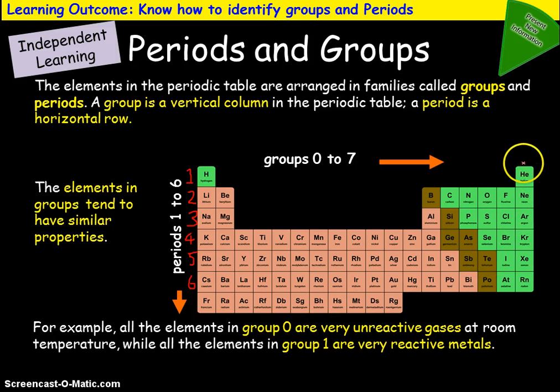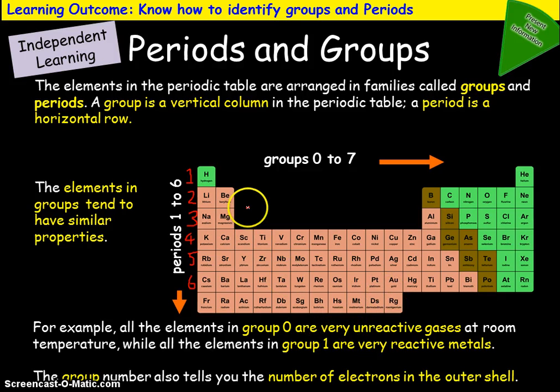For example, group 0, the elements here are called the noble gases, and they are all the same in the fact that they don't react with anything. The other thing that's important, which I'm going to mention but explain more later, is the group number along the top tells you how many electrons are in the outer shell. So the group number tells you how many electrons are in the outer shell. The period tells you how many shells there are, which we'll come back to in a minute.